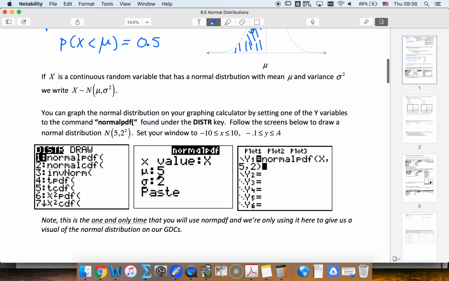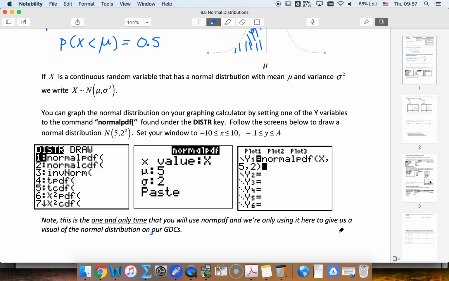Norm PDF I can use if I want to draw the normal distribution, but because it's a continuous distribution, this idea of a particular value doesn't really have any meaning. Always we're going to end up using bounded values, so we're going to end up using the cumulative distribution. Here we're using it only so that we can create the graph. So by doing norm PDF with an x value of x, we can graph the distribution.